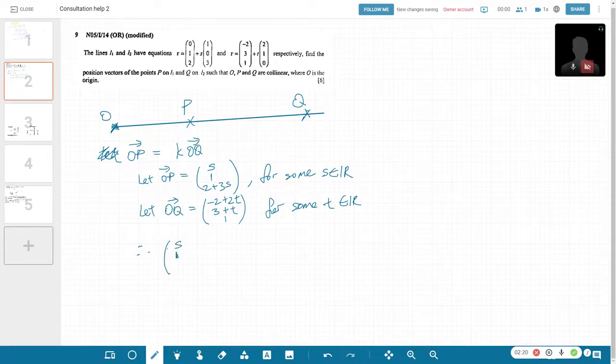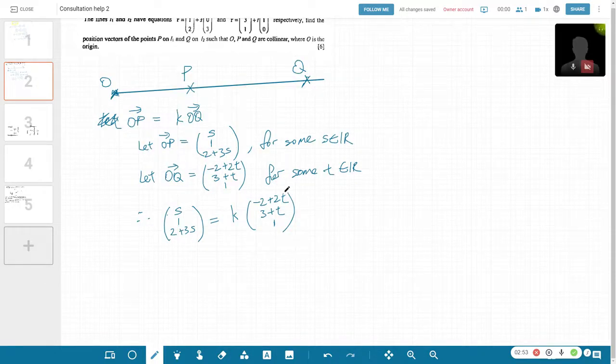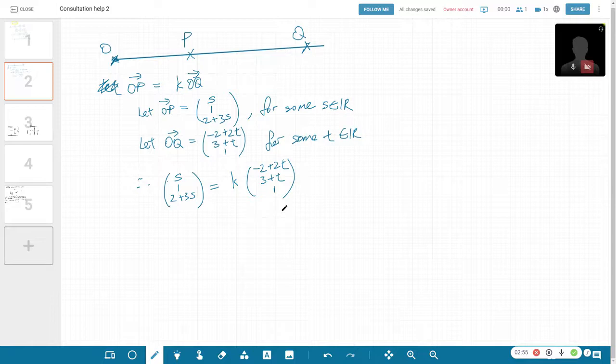So OP, which is S, 1, 2 plus 3S, equals K times minus 2 plus 2t, 3 plus t, and 1. So what happens here is that there are three unknowns, S, t, and K. But you can compare the x, the y, and the z so that you get three equations. So you can solve your three unknowns. Three equations, three unknowns, so this is a simultaneous equation. Your main job is to find S and t so that you can find OP and OQ.